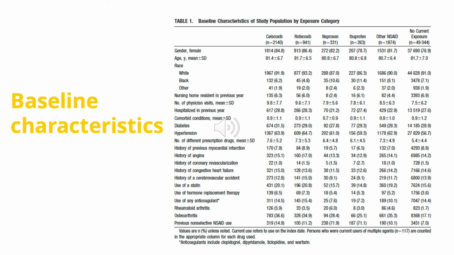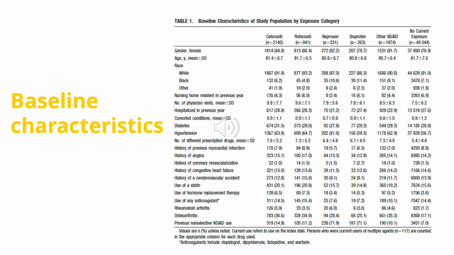So actually they don't have an overall column in this particular table, but we can see that all of the patient characteristics are described according to each exposure category, which includes celecoxib, rofecoxib, naproxen, ibuprofen, other NSAIDs, and no current exposure, which is actually a huge category. So when we're looking at this particular baseline table of characteristics, we'd note any huge differences with respect to characteristics between the different exposure groups.